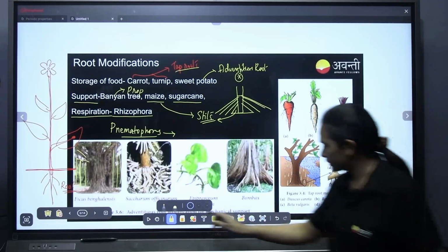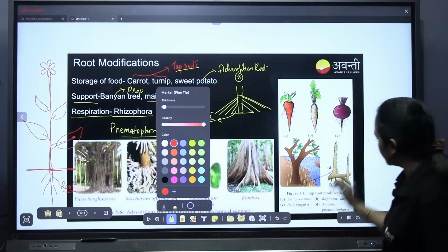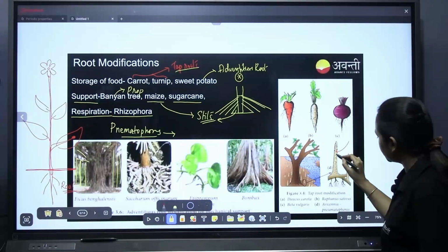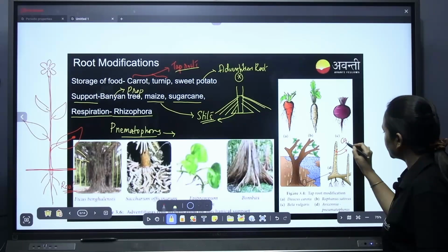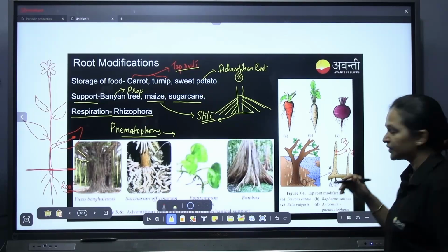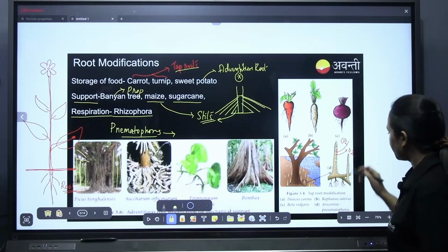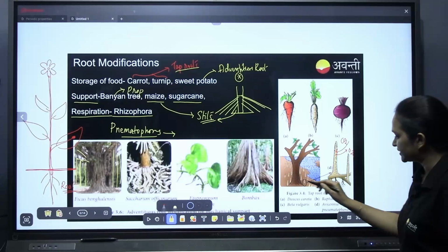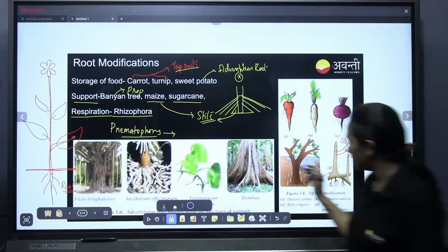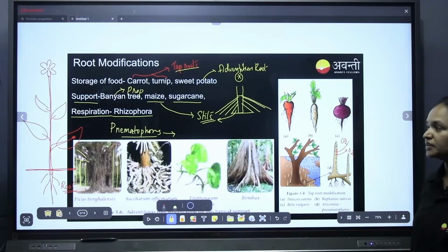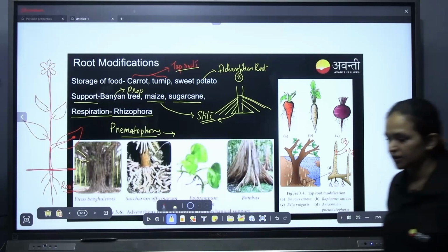What is the main purpose? For gaseous exchange, may it be CO2 and O2 that will be exchanged. Okay, for the gaseous exchange these come up, and these kinds of roots are called pneumatophores. Example, Rhizophora. What is the function for it? The function is for respiration.